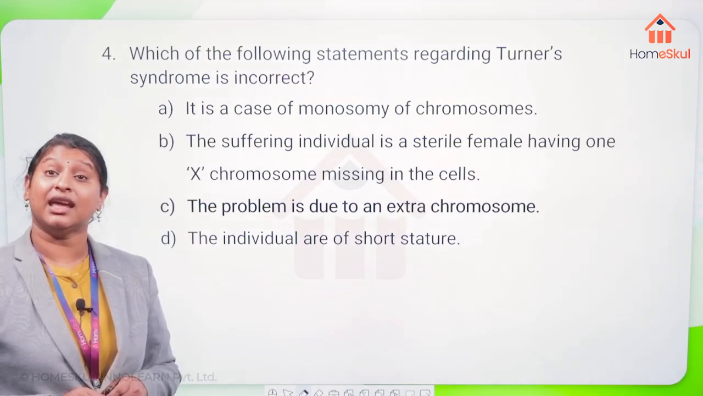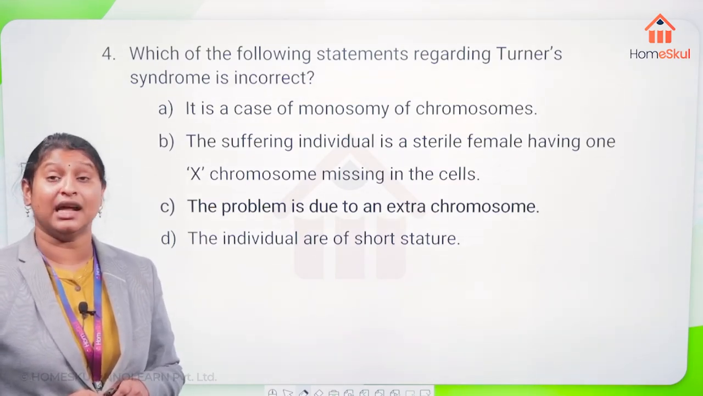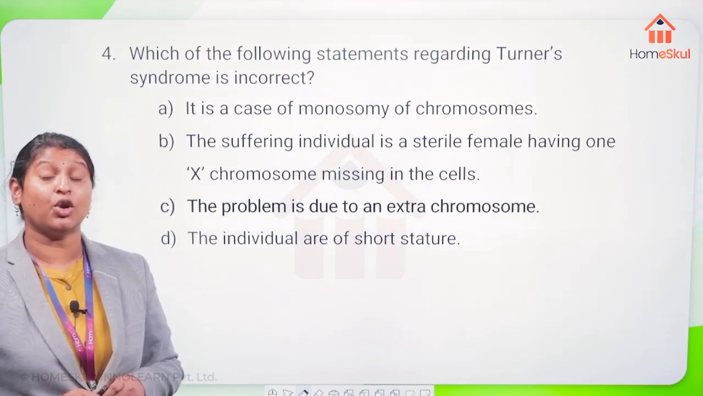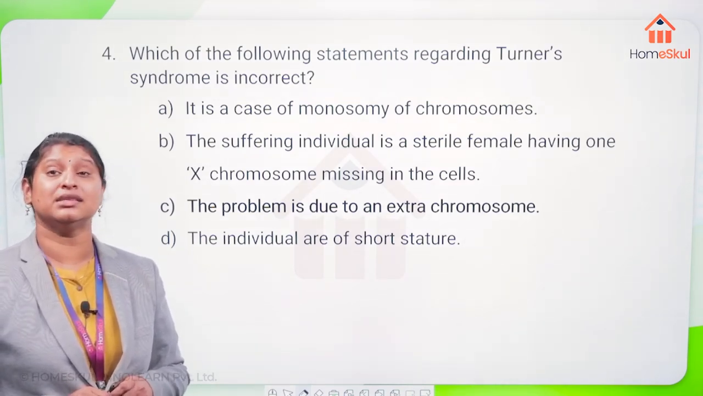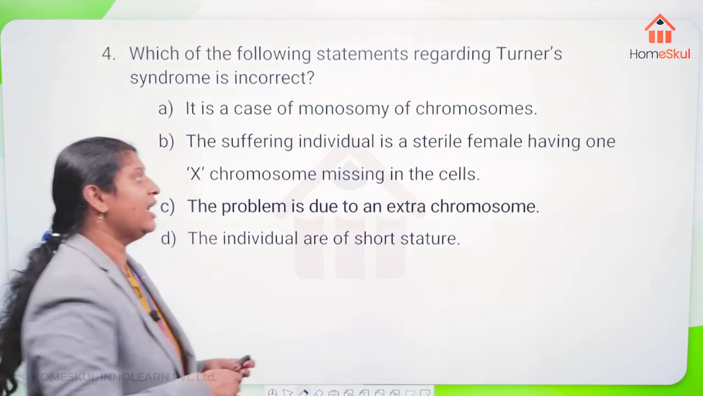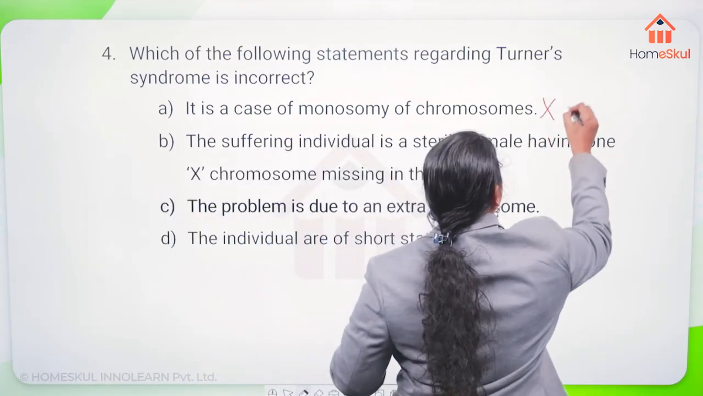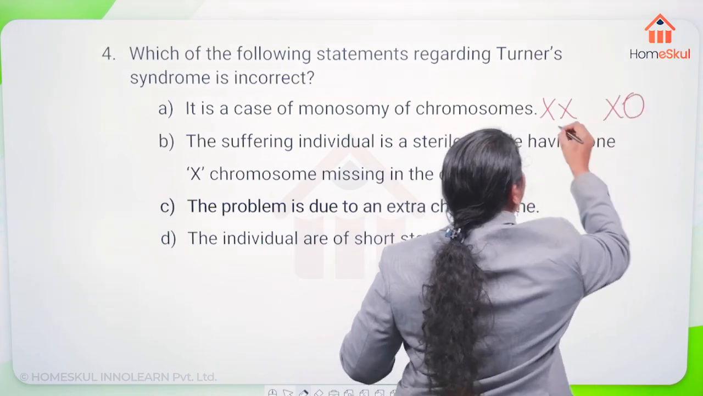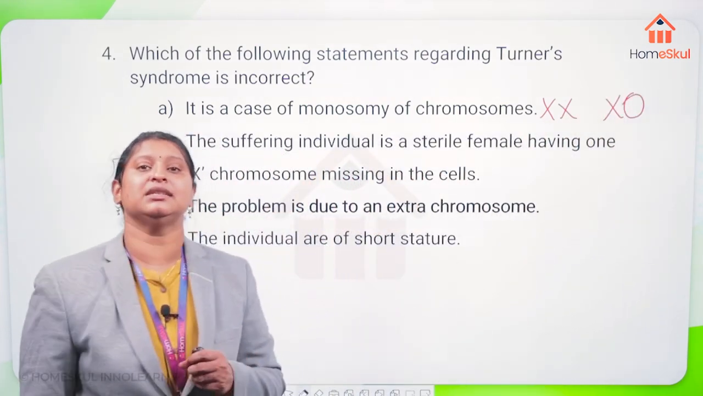Okay. It is a case of monosomy of chromosomes. That is, in Turner's syndrome, XO. XO in the sense that one sex chromosome will be absent. Instead of XX, there will be XO. That means one of the X chromosomes will be absent.